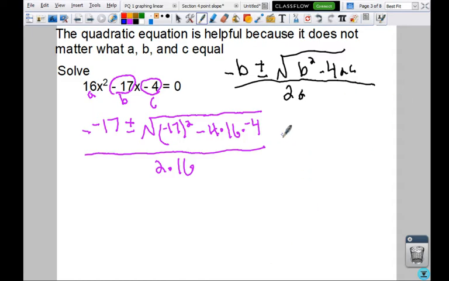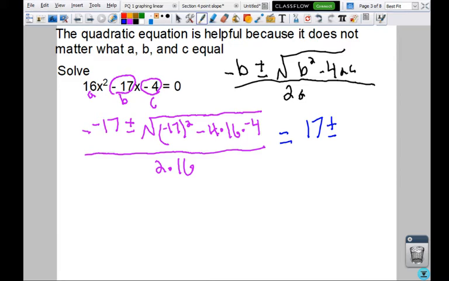Next, I'm going to start solving. If I have a negative negative 17, what is that really? Positive 17. So I'm just going to go 17. And then plus minus, and I'm going to make it easy. I'm feeling lazy today. We're going to plug our whole square root into Desmos. We could take it a piece at a time, but I'm going to be lazy and plug the whole thing in. So square root, parentheses, negative 17, parentheses squared, minus 4 times a, which was 16, times c, which was negative 4.